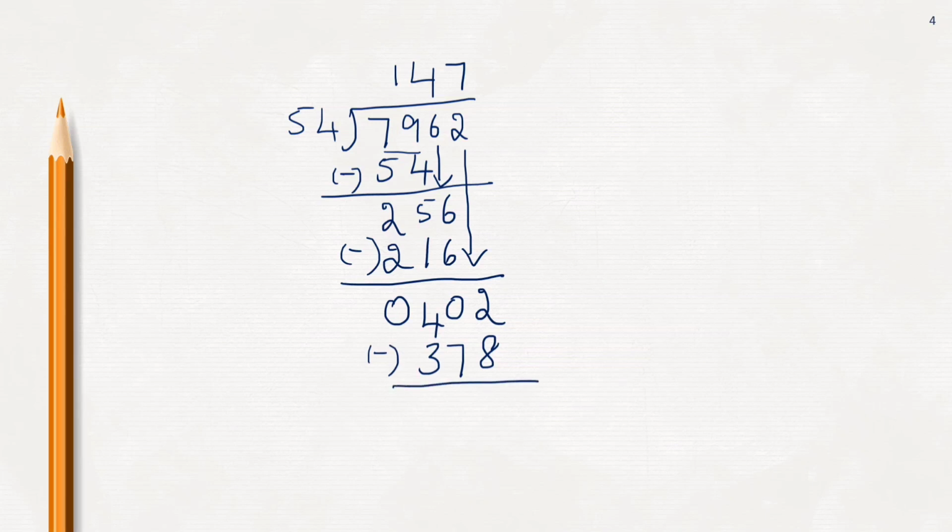From 2 we cannot take away 8. We have to borrow all the way from 4. 4 becomes 3 and 0 becomes 10. And again we have to borrow from 10. So 10 becomes 9 and 2 becomes 12. 12 minus 8 will be 4. 9 minus 7 will be 2. And 3 minus 3 will be 0. So we are left with the remainder 24 and the quotient is 147.